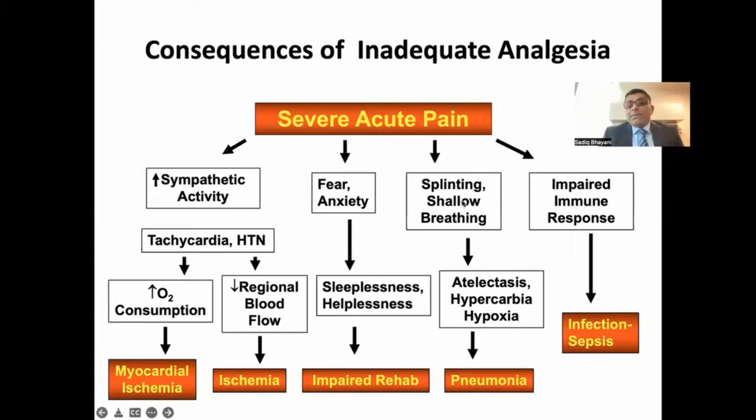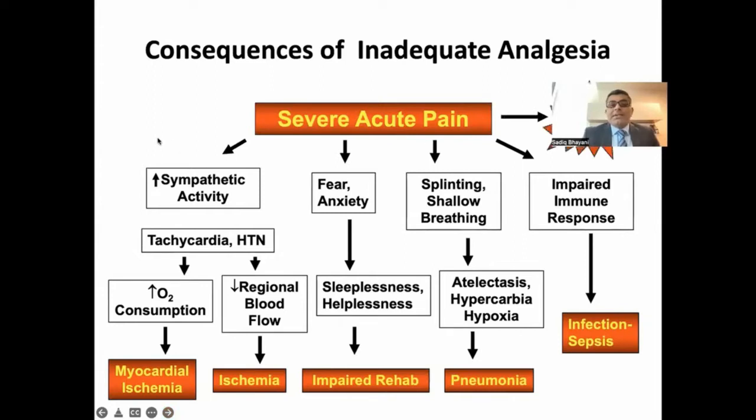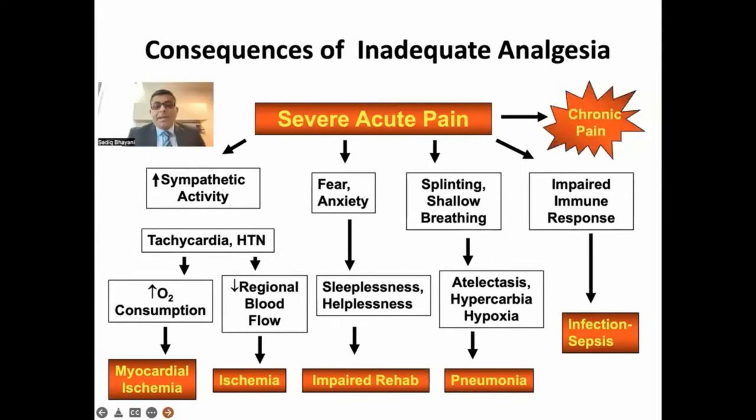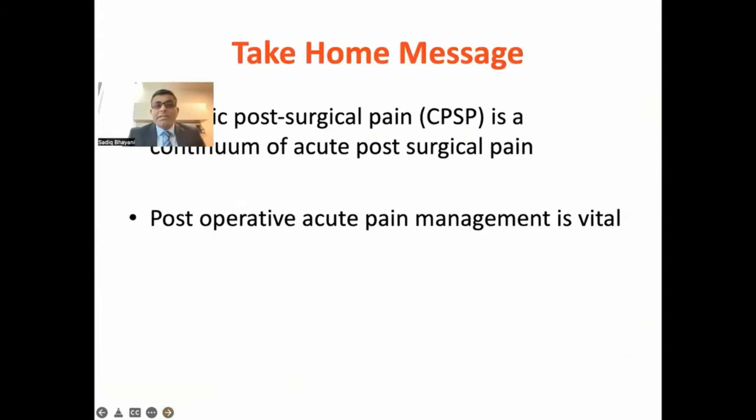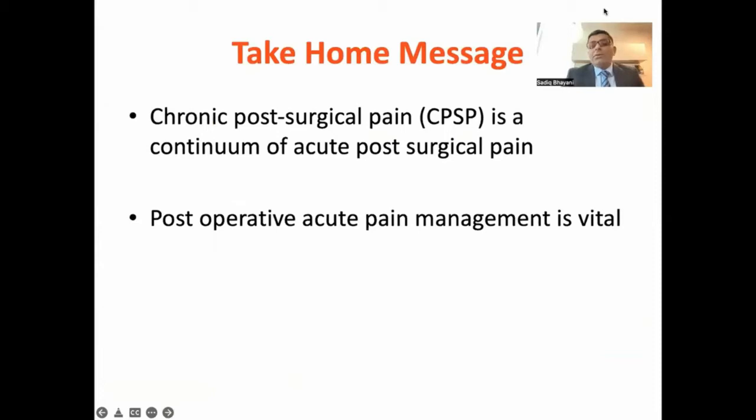It also prevents somebody from taking deep breaths, called splinting of the diaphragm, leading to atelectasis and pneumonia. Also, acute pain has impaired immune response, leading to infection and sepsis. And overall, if you don't treat acute pain, then physiologically there is an increased risk of developing chronic pain. So the take-home messages are: chronic post-surgical pain is a continuum of acute post-surgical pain, and post-operative acute pain management is vital.